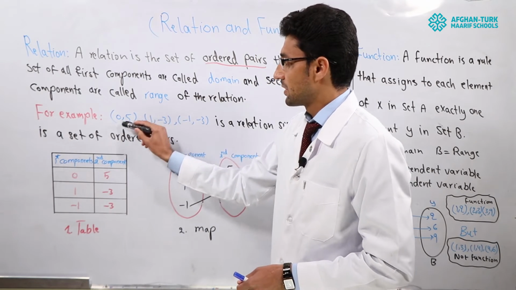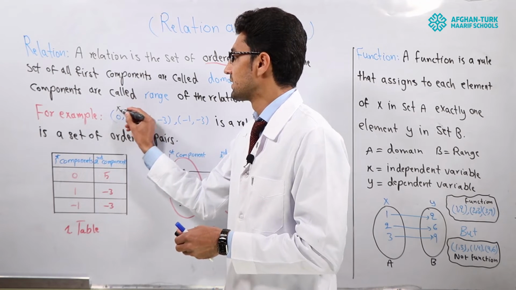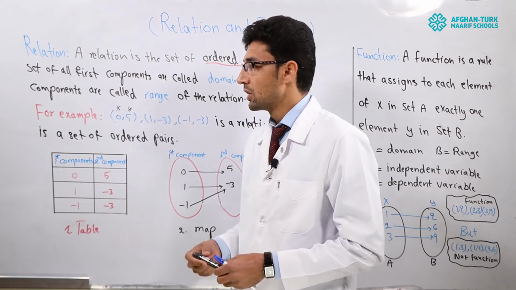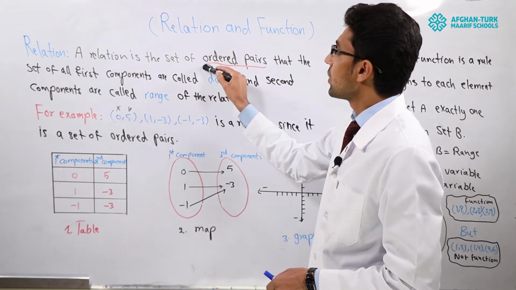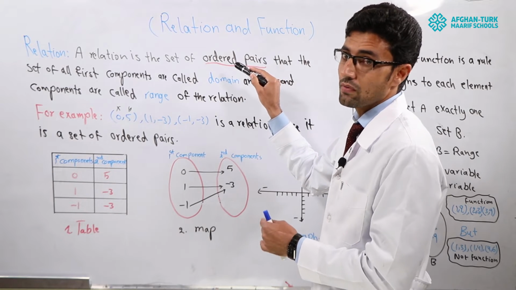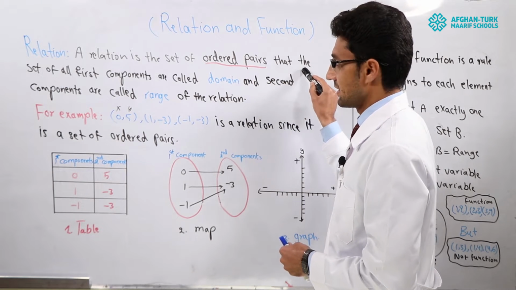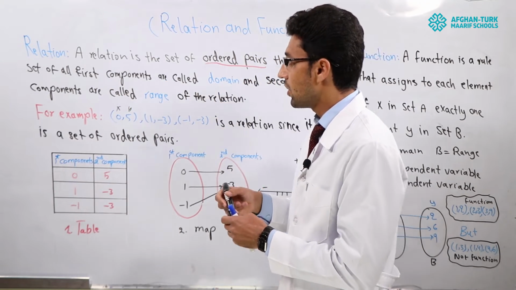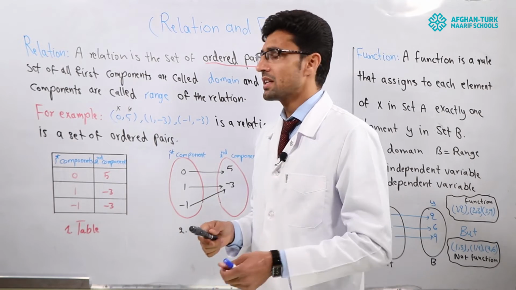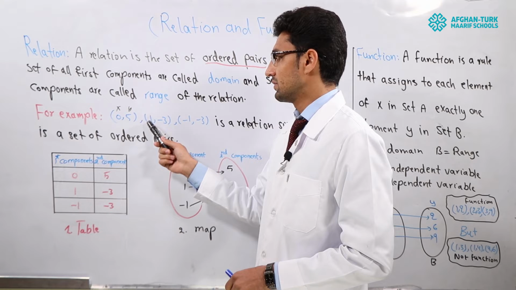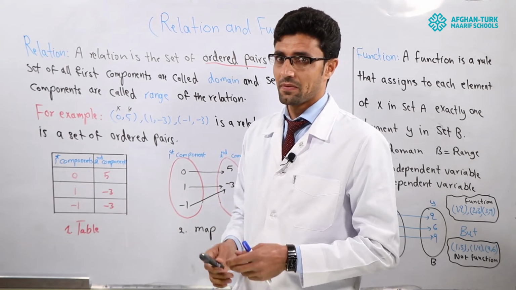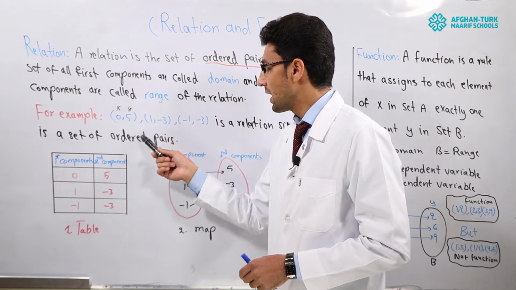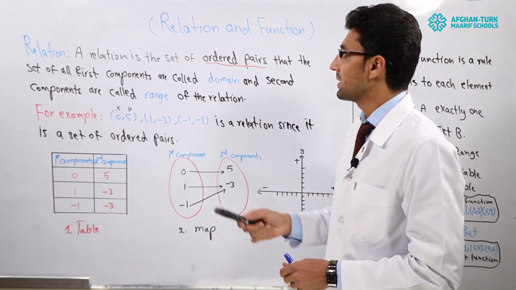Okay? This type, which has an x value and a y value, is called an ordered pair. A relation is the set of ordered pairs. The set of all first components. Who can tell me what the first components are? 0, 1, minus 1. These are the first components. And what do we call these? 0, 1, minus 1. We are going to call them the domain.